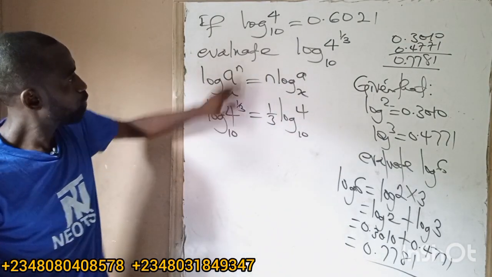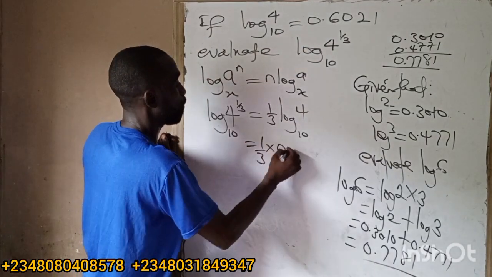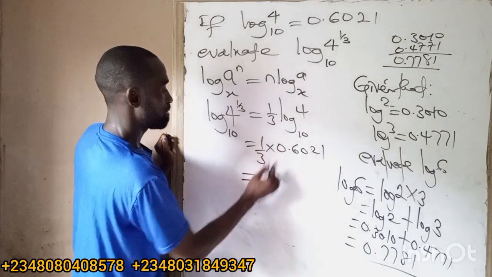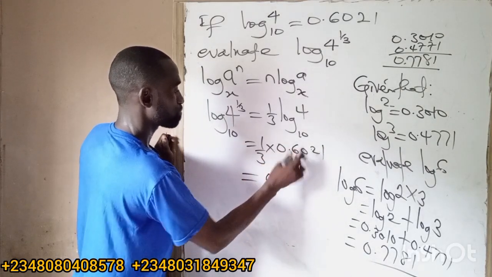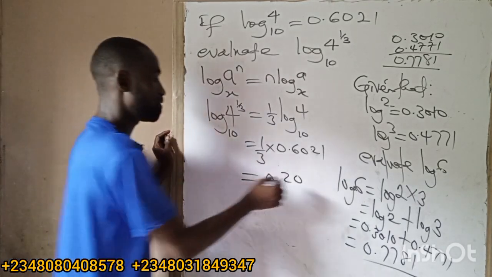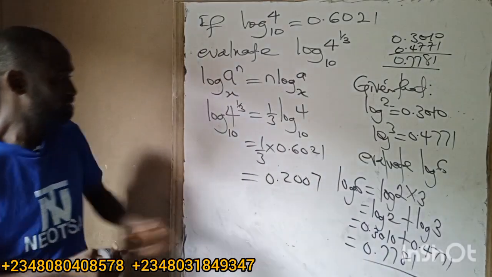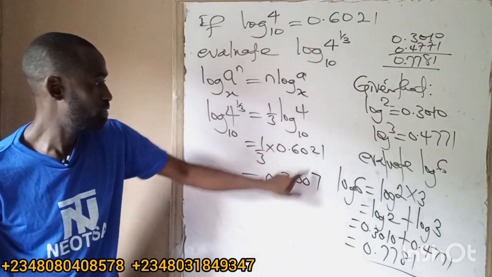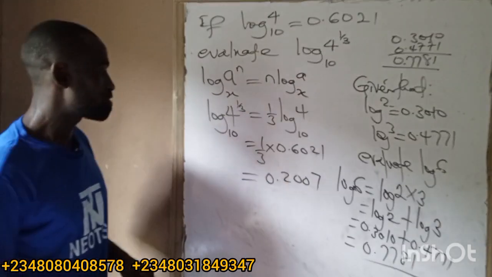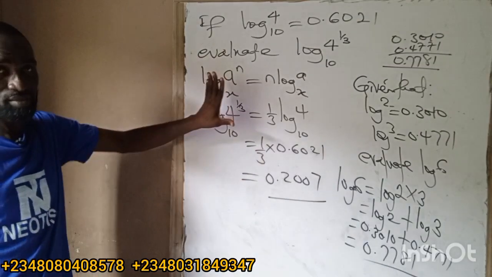I apply this law. So what is log 4 base 10? 0.6021. So having 1 over 3 times 0.6021, we are dividing: 0 divided by 3 is 0, then 2 divided by 3 gives 0, then 21 divided by 3 is 7. So the correct answer is 0.2007. Based on this. Okay.